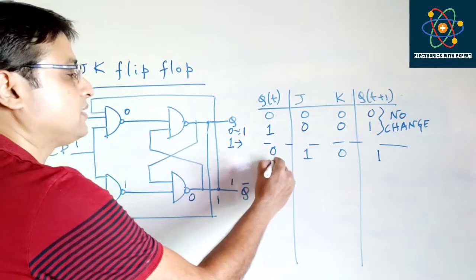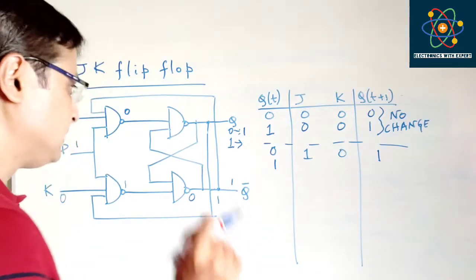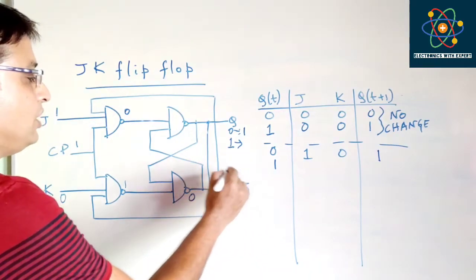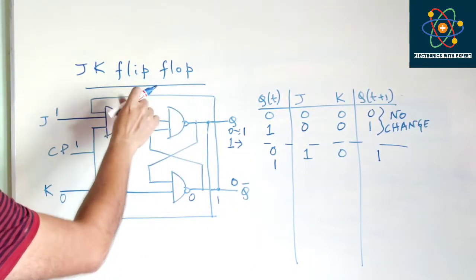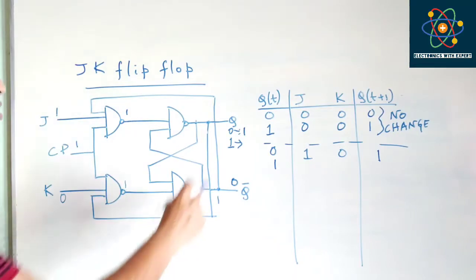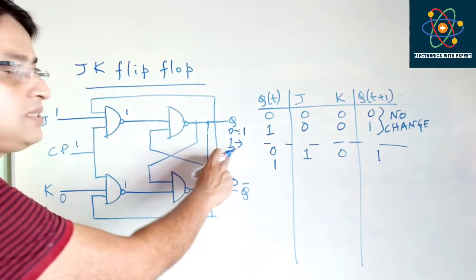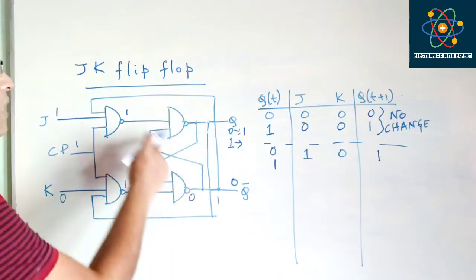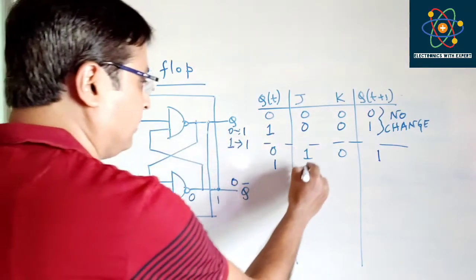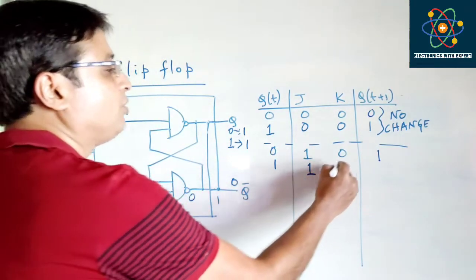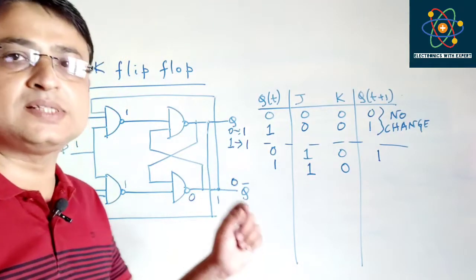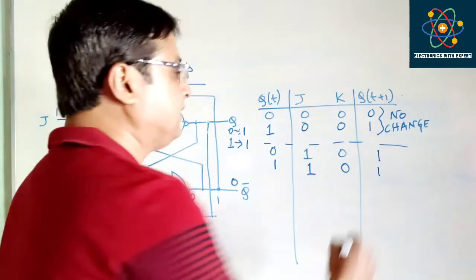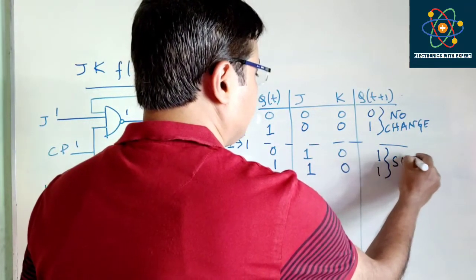Now if the previous state output was 1, what happens? See carefully. If this Q is 1, that means Q bar is 0, so this 0 makes this NAND gate output equal to 1. So for Qt, the previous state output, equal to 1, this 1 and 1 makes this 0, and 0 and 1 makes this output 1. So for J=1, K=0, if the previous state output was 1, then the next state output will also be 1, and this is the set case.